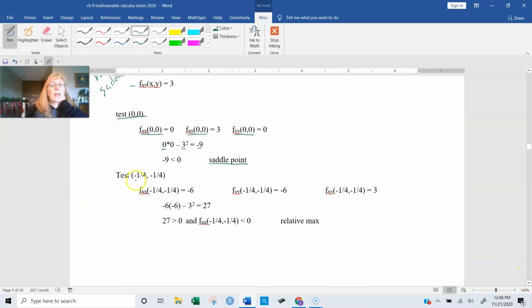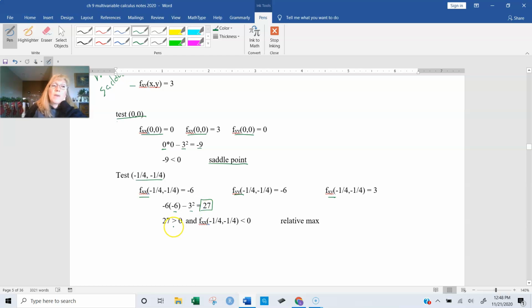So now we're going to do -1/4, -1/4. We plug that into the double derivative of x, the double derivative of y, and xy. So we're plugging this into our other equations. We've got -6, -6, and 3. So now we do double derivative of x times the double derivative of y minus xy squared. And we've got 27. Okay, this is positive.